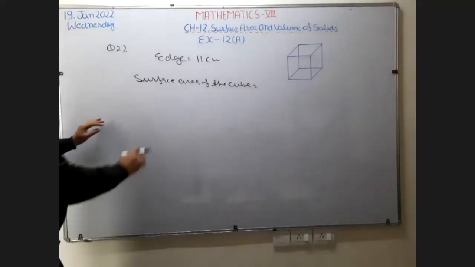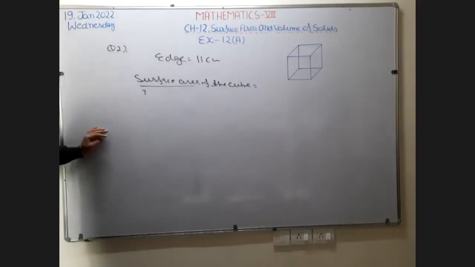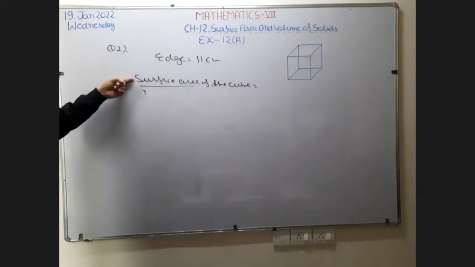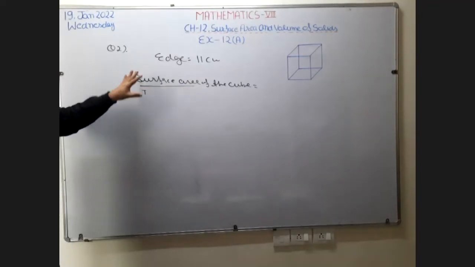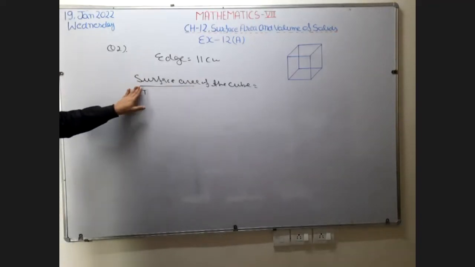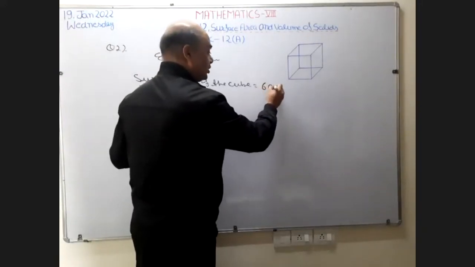Whenever only surface area is written, it means it is total surface area, unless it is written curved surface area or lateral surface area. If only surface area is written, it means it's going to be total surface area. So the total surface area of a cube is 6a square.